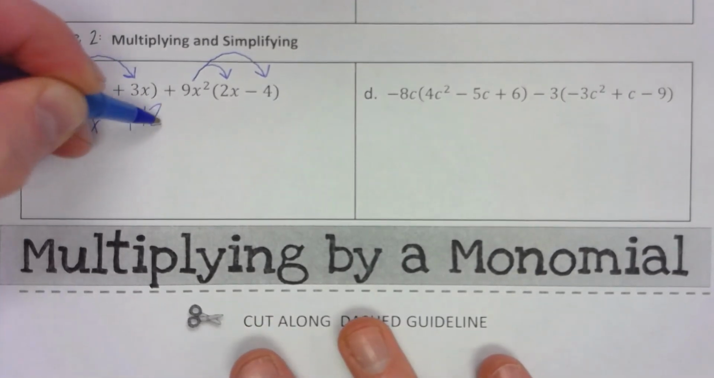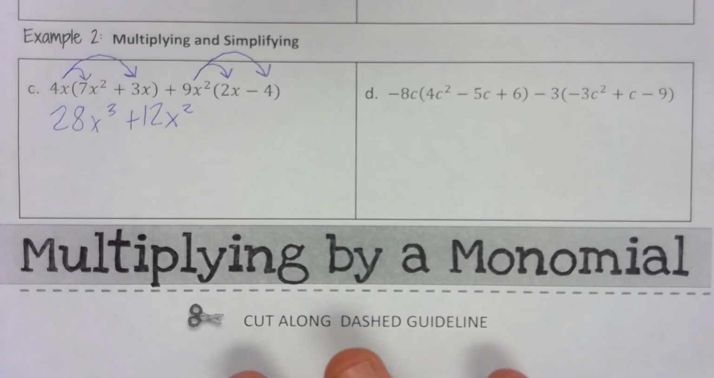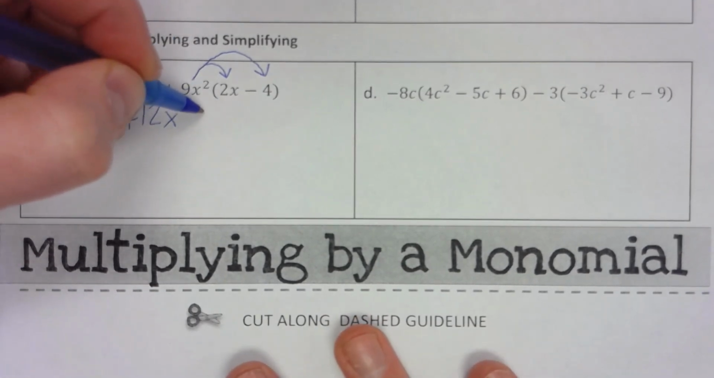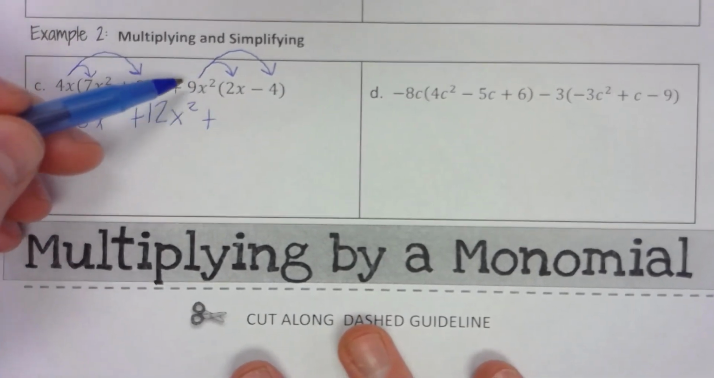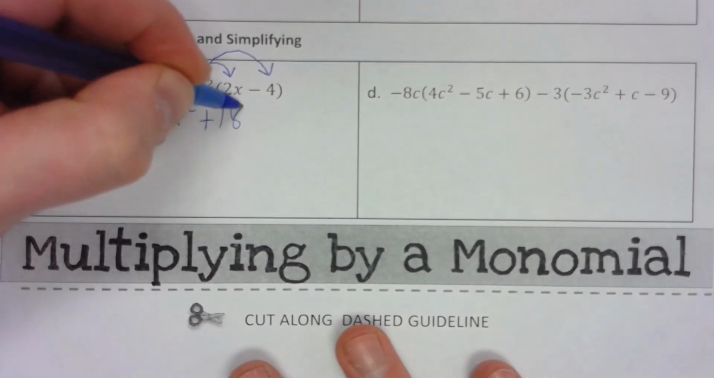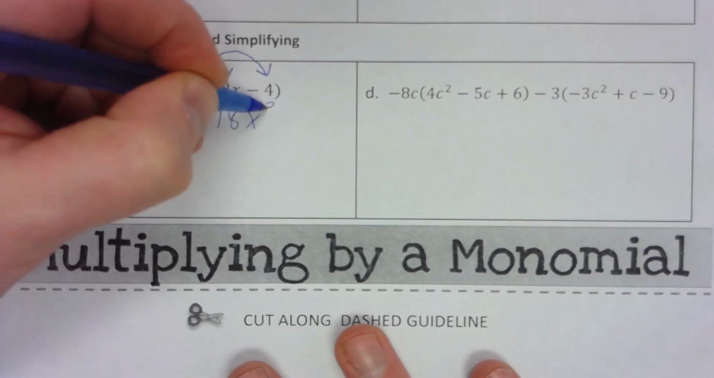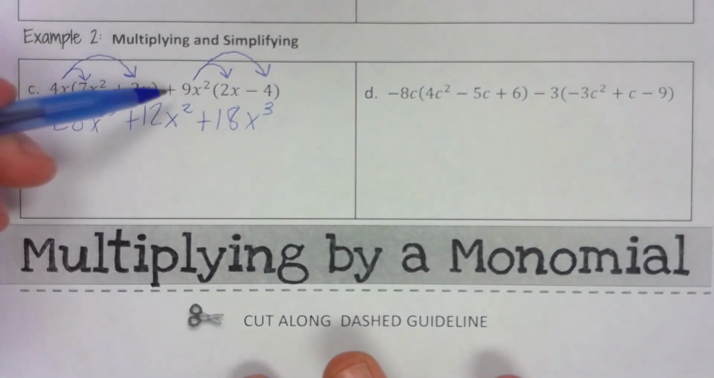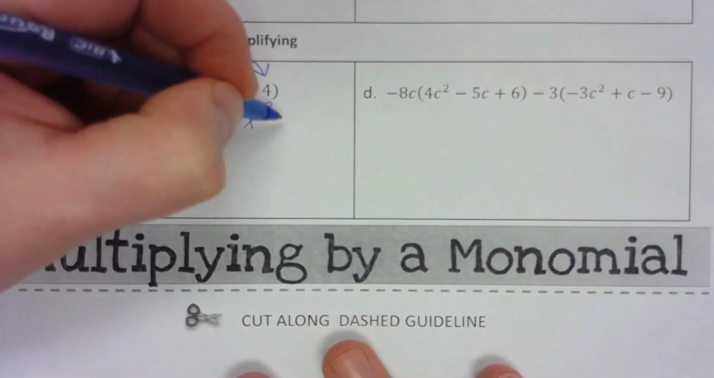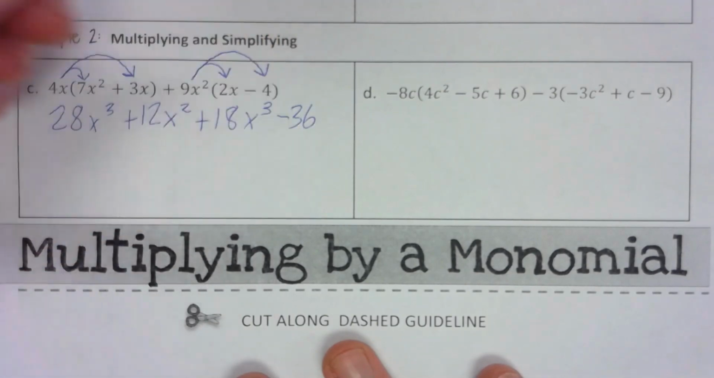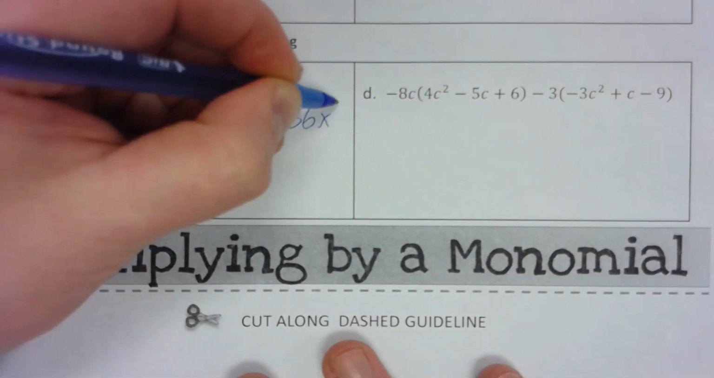Plus 12x squared, x times x. Plus, what's happening over here? 9 times 2 is 18. X squared times x is x to the third. 9 times negative 4 is negative 36. And we've got an x squared still.